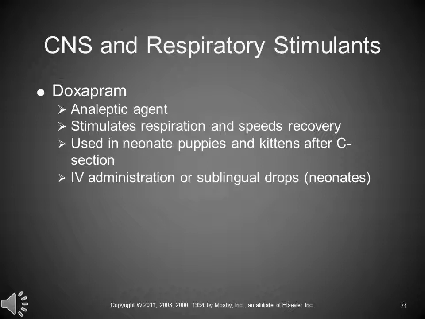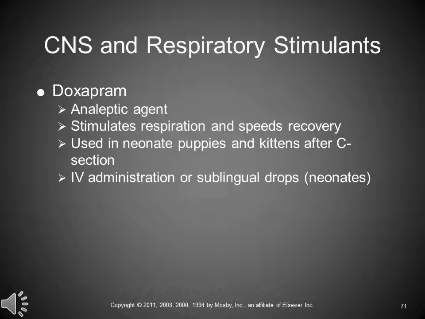Another agent we need to mention as we come to the end of the inhalants is Doxapram. Doxapram is an analeptic agent. It stimulates respiration. It is a vigilance stimulator. It hurries the patient back to consciousness. Their mentation gets better much more rapidly, speeds recovery. It is used in neonate puppies and kittens after C-section, stimulates respiration, gets them going, makes them do better. It can be given IV or in sublingual drops to neonates.